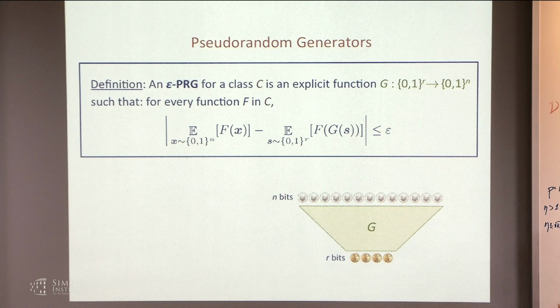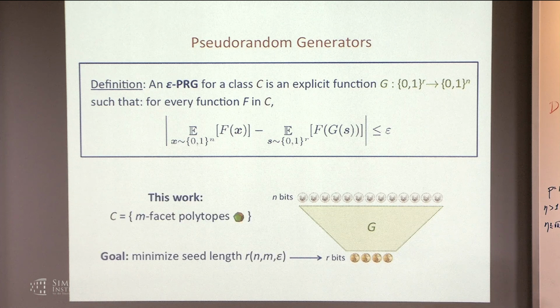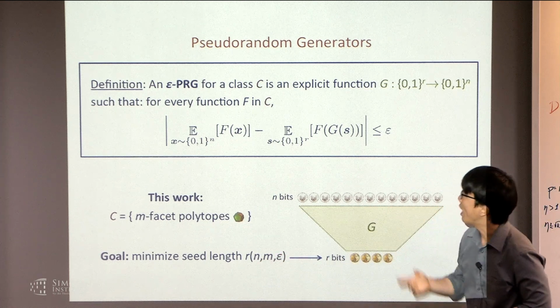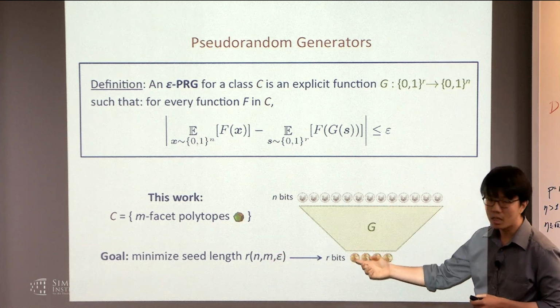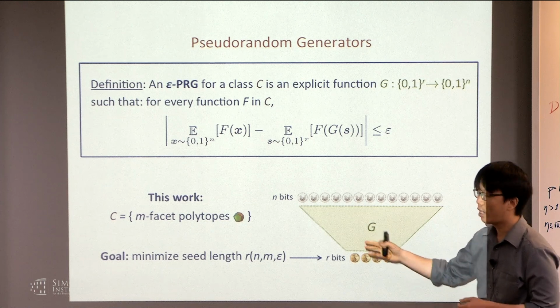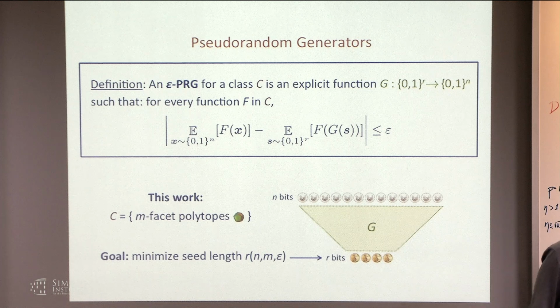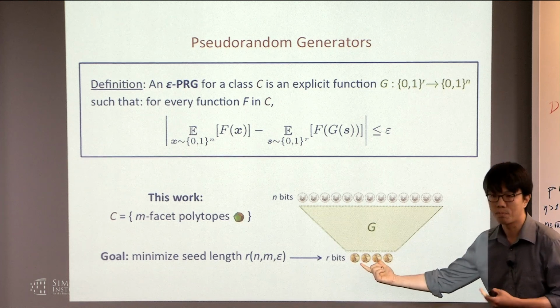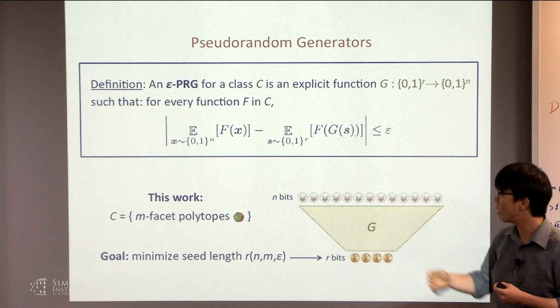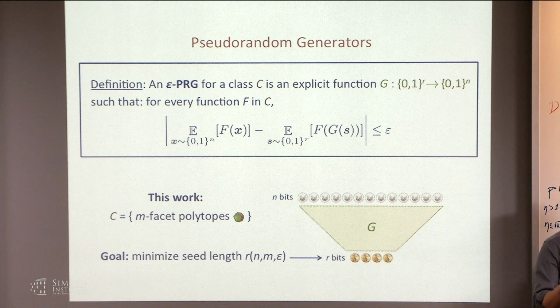And we have designed pseudorandom generators for all sorts of classes. In this talk, we'll focus on the class of m-facet polytopes. So here, the seed length will be a function of n, the dimension, m, the number of facets, which we can think of as n squared or n to the 10th, and epsilon, the error, which we can think of as 0.1. And up to an exponential, the number of random bits is precisely the size of your discrepancy set. It's not too hard to see that the image of a PRG is precisely a discrepancy set.